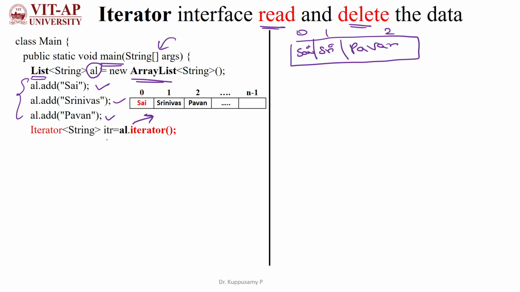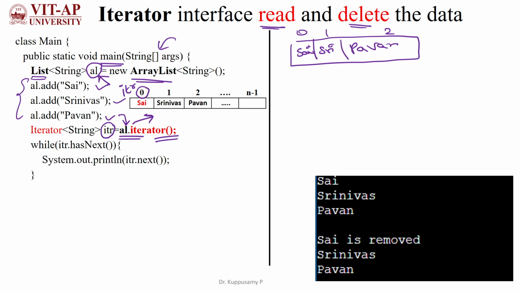Now I am going to create the itr object, which is referencing the object created by using the array list. Then we call the iterator method to move the control from one element to another. At the same time it will access the current element by using the next method. At the first stage, control will be available on the 0th index.